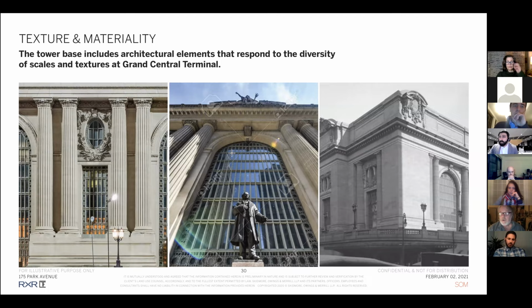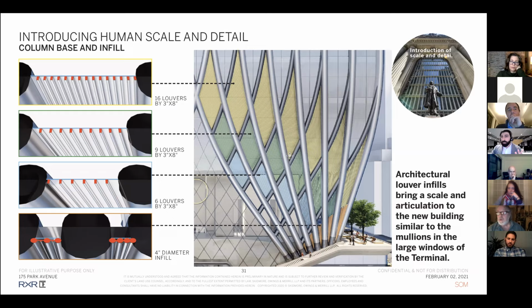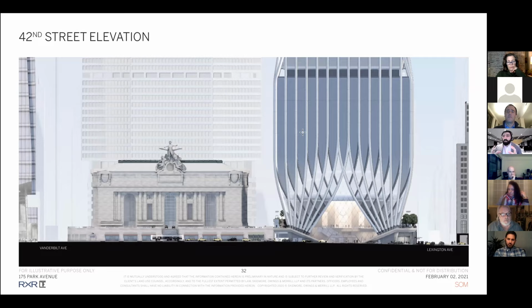The terminal itself is characteristically Beaux-Arts in that it deploys detail at multiple scales, and it deploys ornament at multiple scales of detail. Our building evidently has a very different approach to ornamentation. It's a contemporary building, it's of its time. And yet we are trying to bring in a level of detail at multiple scales. So from a distinction between primary and secondary columns to architectural louvers that will come in and infill between that woven pattern, and finally, to the texture of the columns that you've seen in some of the previous renderings. All of those things, we think, combine to create a very harmonious relationship between the terminal and our building at the scale of the pedestrian and at the scale of the street.